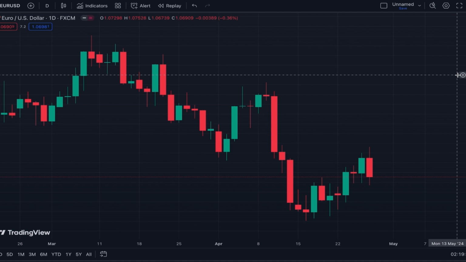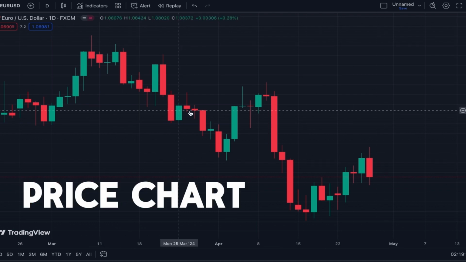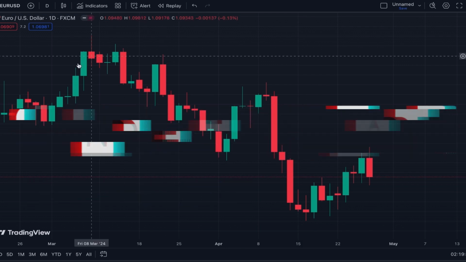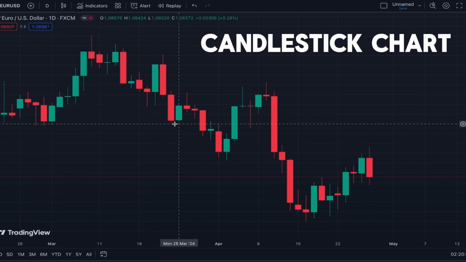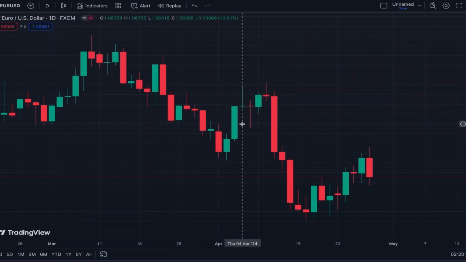Alright, in trading, one of the basic things that you learn is the price chart, a chart that shows the movement of the price. And the most common type of price chart is the candlestick chart. There are different types of price charts, but the candlestick chart is the most commonly used among traders because it can give you more information about what happened during a time period.